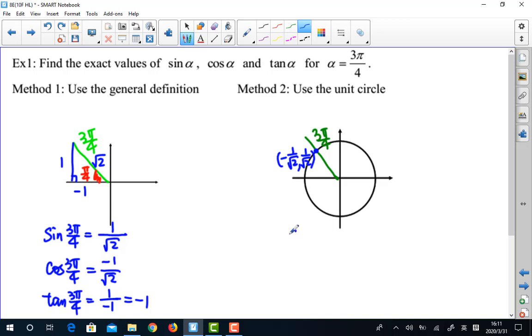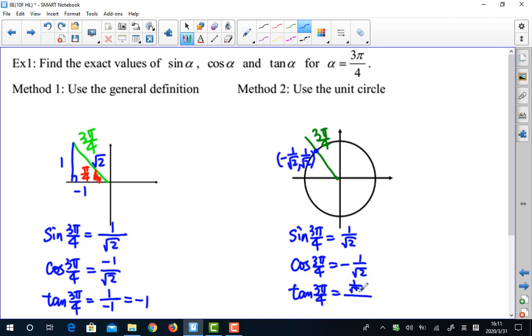And therefore, sine 3 pi over 4 equals the y coordinate, 1 over root 2. Cosine 3 pi over 4 equals the x coordinate, negative 1 over root 2. And tangent 3 pi over 4 equals y over x. This y over this x, so 1 over root 2 over negative 1 over root 2, it's negative 1. You can get to the same trig ratios as method 1.